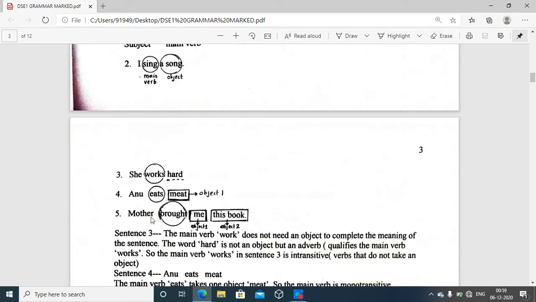Anu eats meat. Now take the fifth example. Mother brought me this book. Mother is the subject because she performs the action. Mother brought, brought is the main verb. And also we know main verbs can have V1, V2, V3 forms.